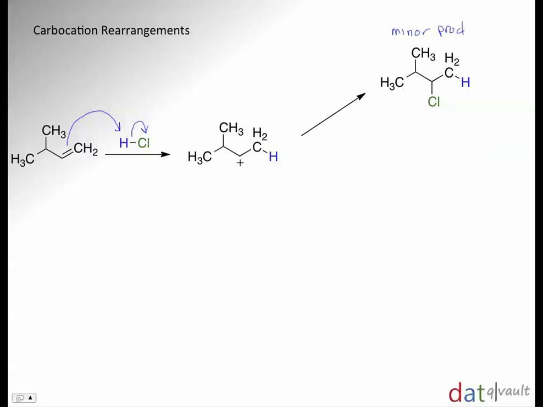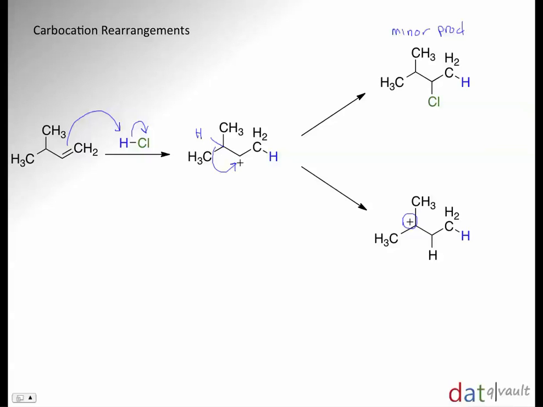And why is this our minor product? It's because we have a hydrogen sitting right here on this tertiary carbon. And what can happen is what's called a hydride shift. The electrons in this hydrogen-carbon bond can move over to this carbocation. And if that happens, then we get a carbocation at this tertiary carbon, forming a tertiary carbocation, which we know is more stable than a secondary carbocation.